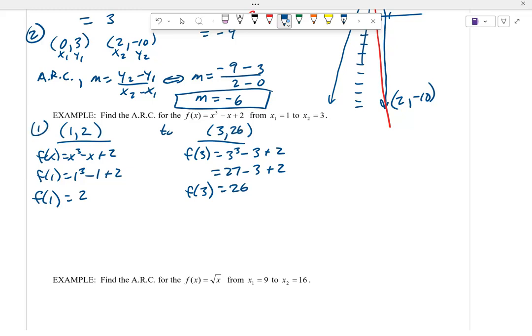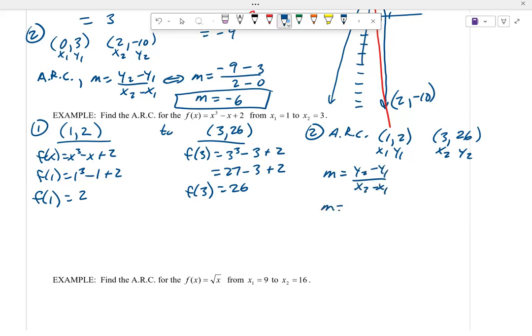And now, so that's step 1, find our points. Now our step 2, let's find our average rate of change between those 2 points, from (1, 2) to (3, 26). Here's my x1, y1, here's my x2, y2. So let's find our slope. It looks like we got 24 over 2. So we end up with an average rate of change of 12, right? That's our average rate of change.